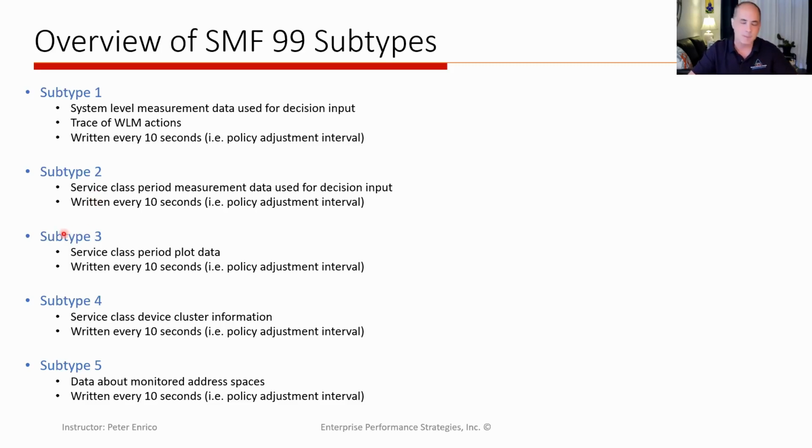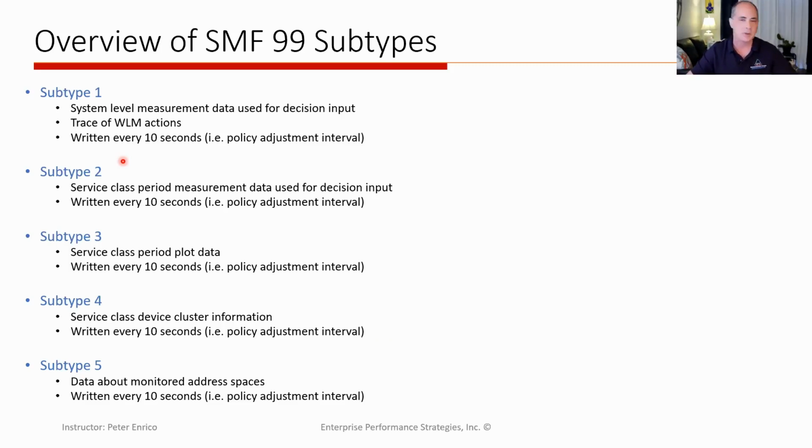Subtype 3 is more of an obscure record, or obscure subtype. This is what we call plot data. Later in this presentation, I'll give an example of a plot. But what happens is, for Workload Manager to make a decision, it's using the subtype 1 and subtype 2 data: the measurement data on a system basis, the measurement data on a period basis. But in order to make a change, WLM has to project what's going to happen in the future if it makes that change. If I raise the dispatching priority and get rid of so many CPU delay samples, what's that going to do to my goal and utilizations and things like that?